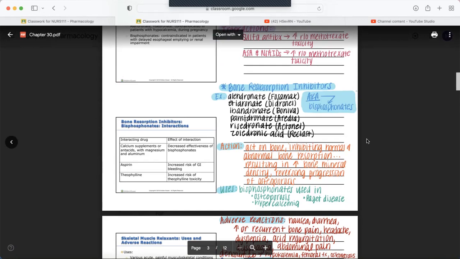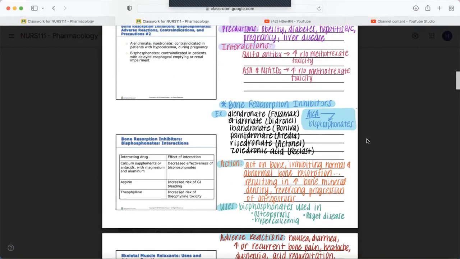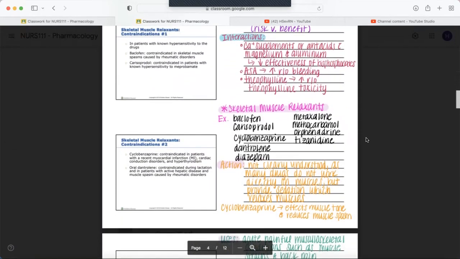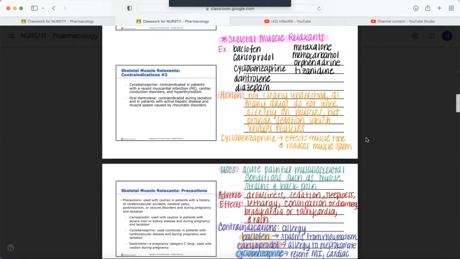So bisphosphonates, bone reabsorption inhibitors, are good for people with osteoporosis, hypercalcemia, or Paget's. They increase the calcium level in the bones and decrease the calcium level in the blood, and there are lots of good examples of those.